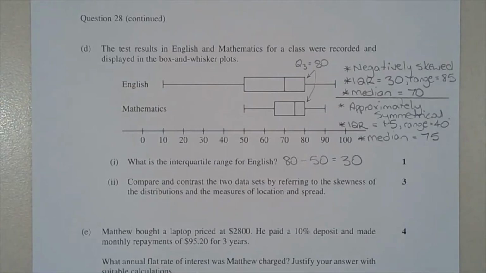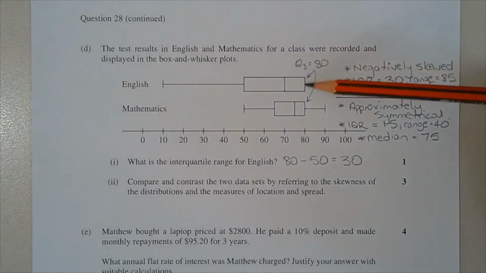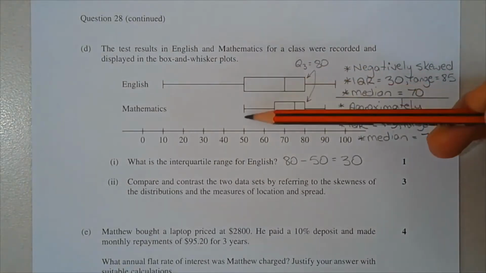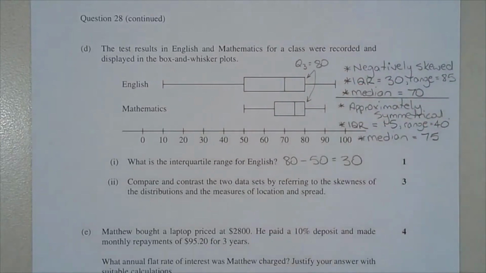Question 28D. The test results in English and mathematics for a class were recorded and displayed in the box and whisker plots. Part 1. What is the interquartile range for English? And that's just found by taking the third quartile and subtracting from that the first quartile. So 80 minus 50 is equal to 30.